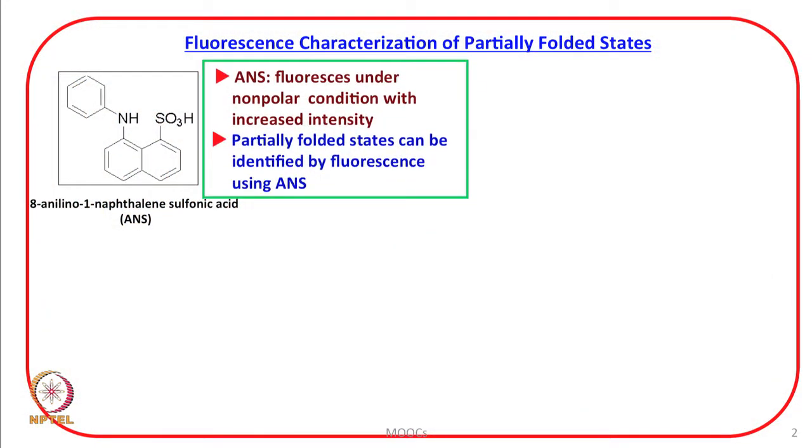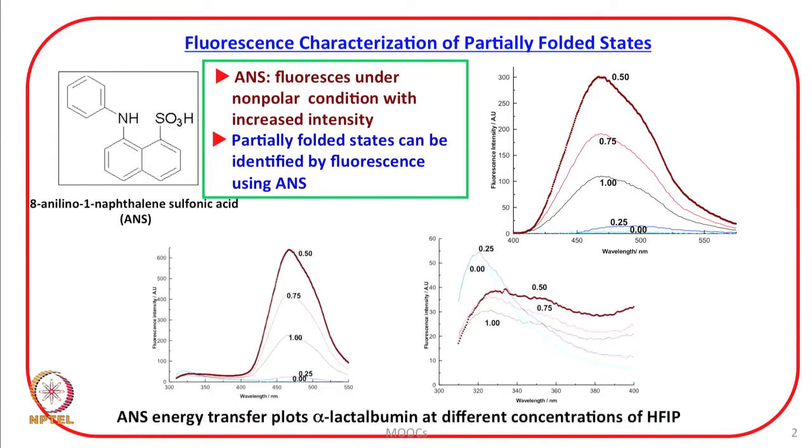And then, while discussing the application of fluorescence spectroscopy, we discussed that molecules like ANS, 8-anilino naphthalene sulfonic acid, have provided valuable qualitative information about the partially folded states. Let us now take a look at the slide. This is what I was talking about, that ANS has provided good qualitative information about the partially folded states of protein.